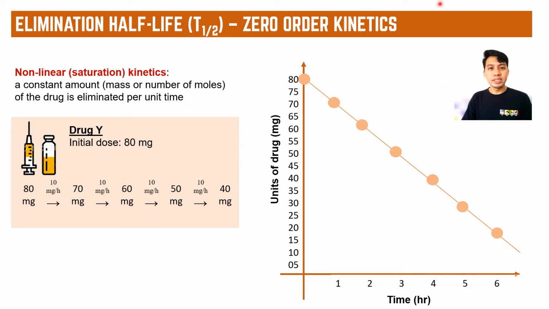Zero order kinetics, known as nonlinear kinetics, or sometimes people call it saturation kinetics, is a constant amount. The amount can be in terms of mass, or sometimes people refer to the number of moles of the drug, that can be eliminated per unit of time. As an example, drug Y, initial dose is 80 milligram, has a clearance of 10 milligram per hour. It means that after 1 hour, from 80 milligram it reduced to 70 milligram, and after another hour, it is reduced to 60 milligram, and so on. And this data can be plotted as shown in this chart.